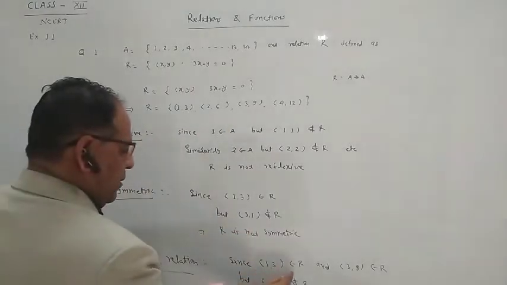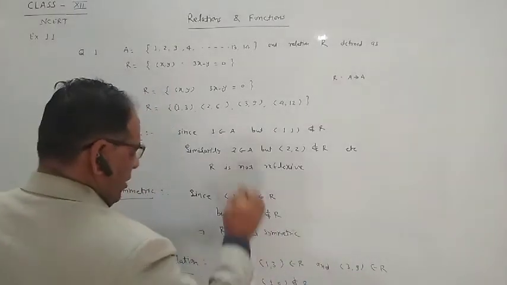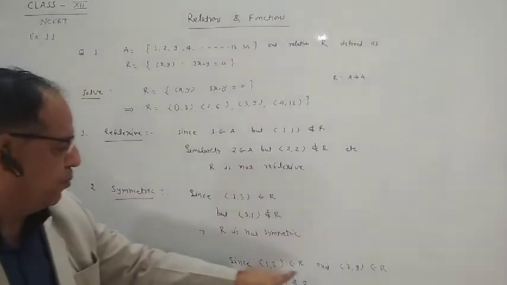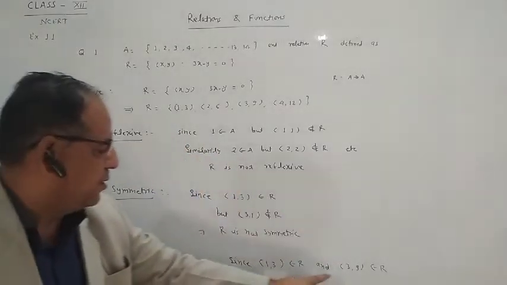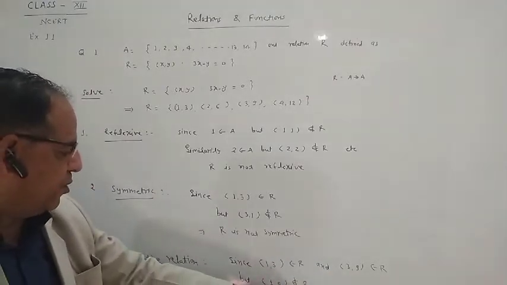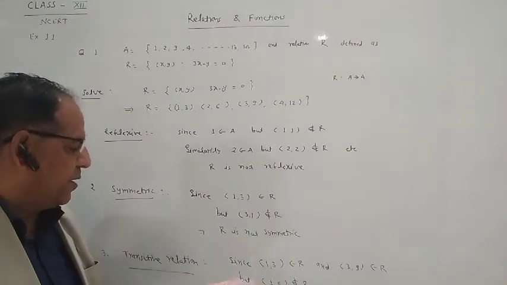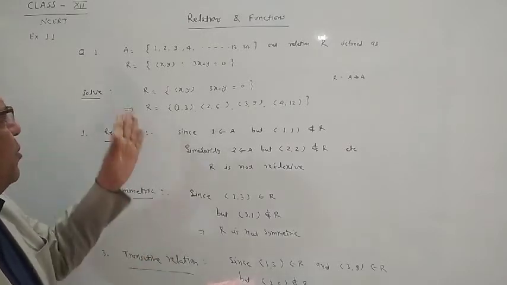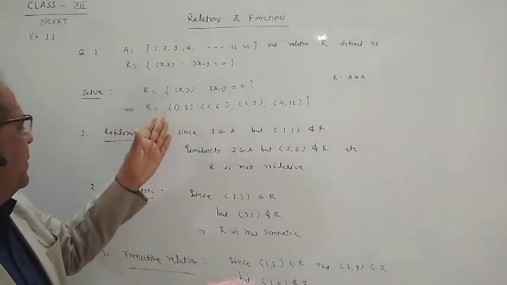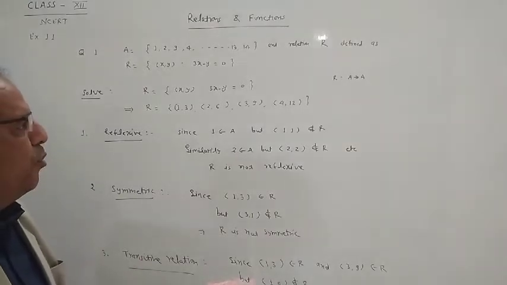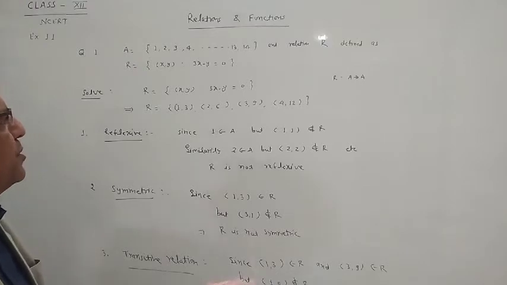Similarly, (1, 3) belongs to R and (3, 9) belongs to R, because when we check the transitive relation, we take two consecutive pairs from the given relation. So (1, 3) and (3, 9) are two consecutive pairs, but the transitive pair (1, 9) does not belong to R. This shows that R is not transitive. So this is one example of a question based on symmetric, reflexive and transitive relations. In the next part, we take some more questions based on this type of equivalence relation.